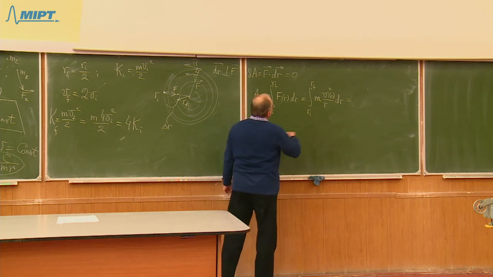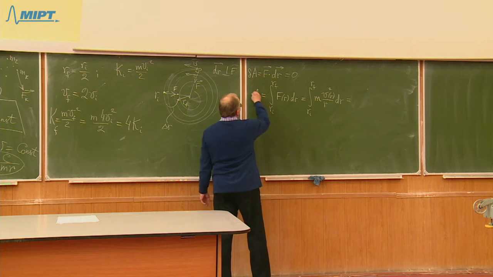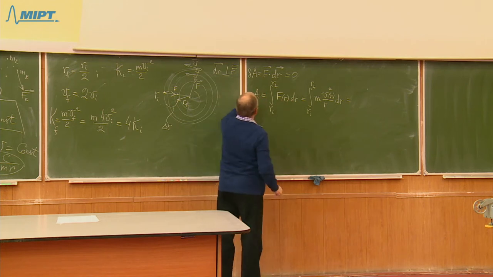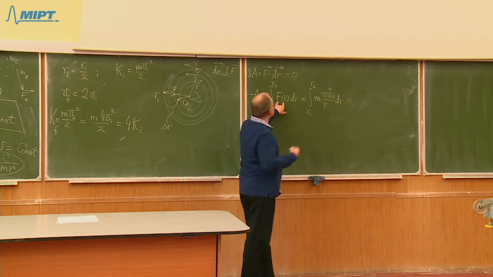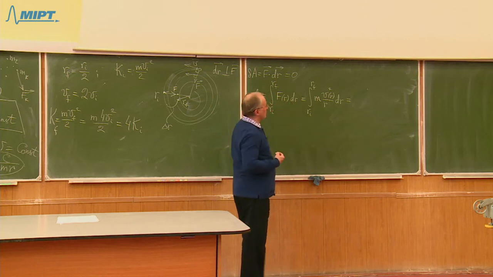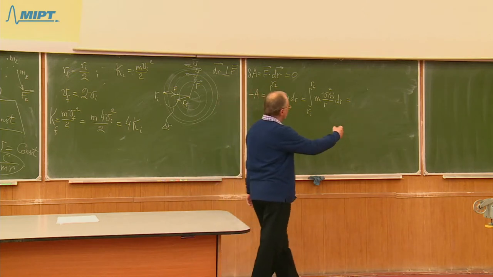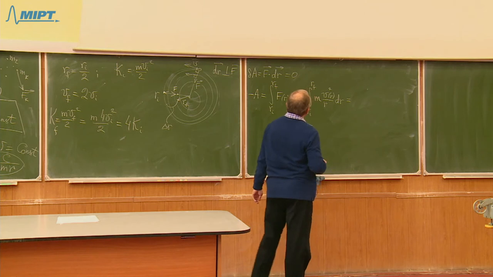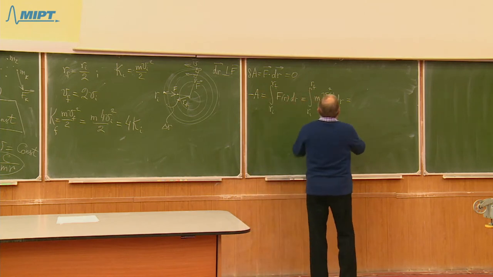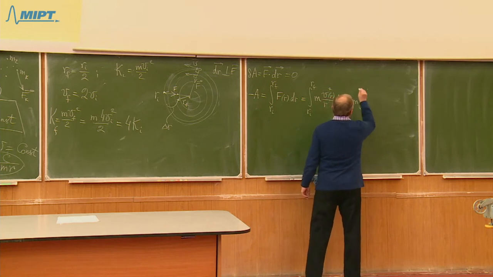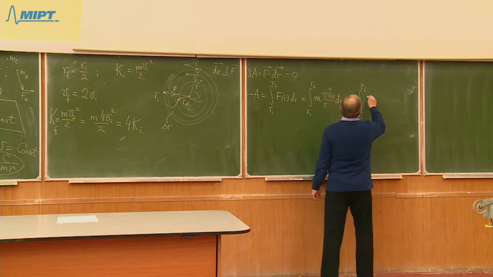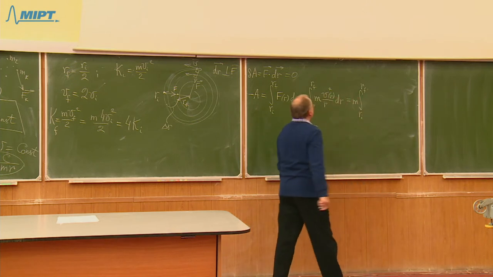So in order to take into account that minus sign, I will put it here immediately from the very beginning. I know that I will obtain a negative value for work because the force is positive, then dr is negative. It goes from larger to smaller values. Mass is constant. It can be taken out of the integral sign, from Ri to Rf. So here we obtain velocity squared.